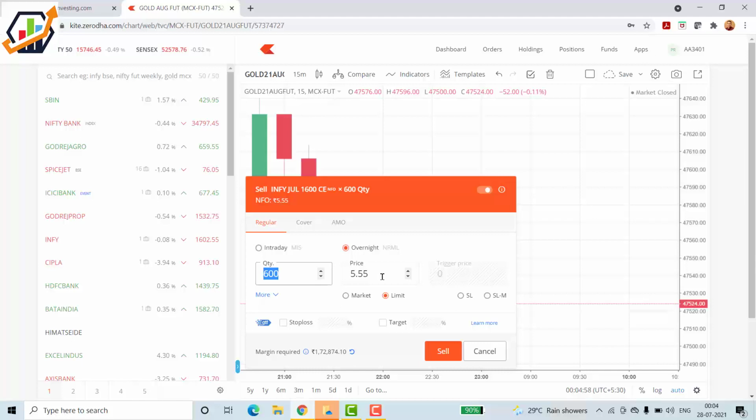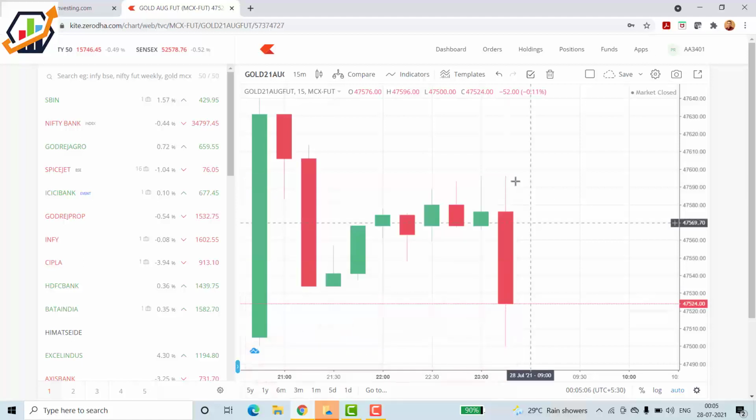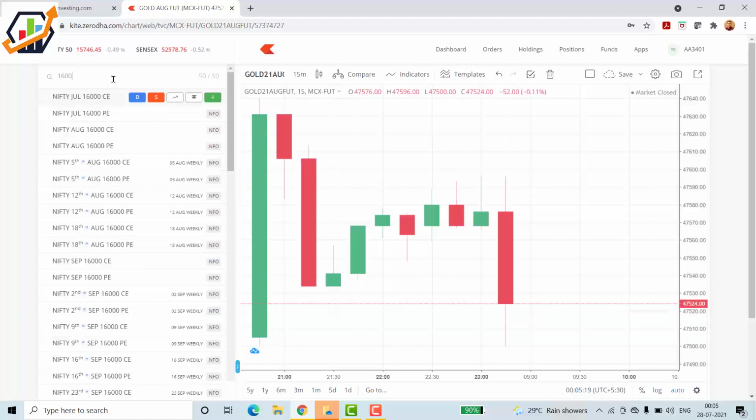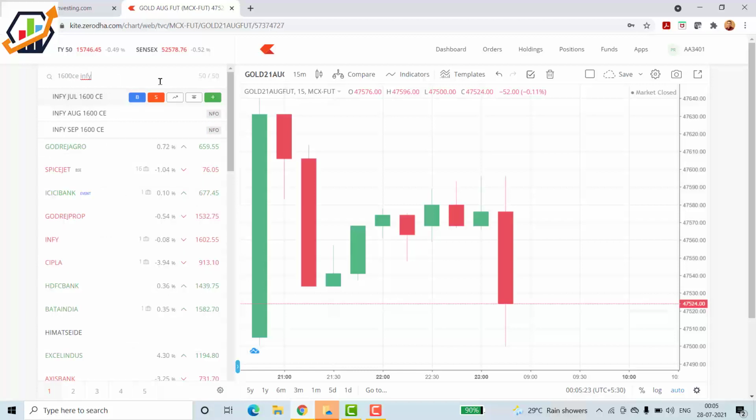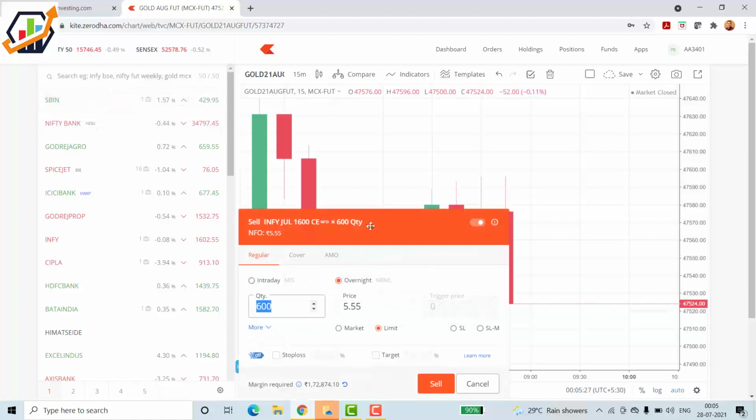So this was how you can buy a call. For buying a call, the margin required is much lesser, but you can also go short in the market. Let's say your view on Infosys is bearish, then you can actually sell this call. So you can go to 1600 CE, and if you say Infosys, and your view is bearish, you could actually first take a short position.